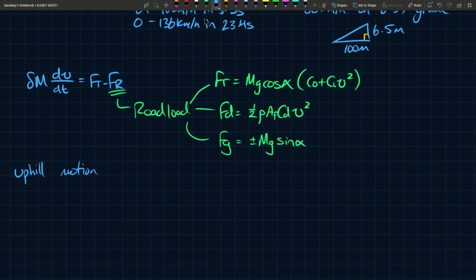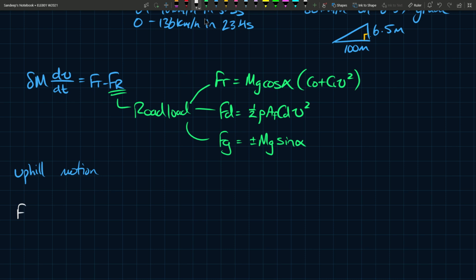We can simplify this, or rather expand the equation, by substituting all three of these equations into Fr, and then we can isolate for the force, so we can get an expression for the force.